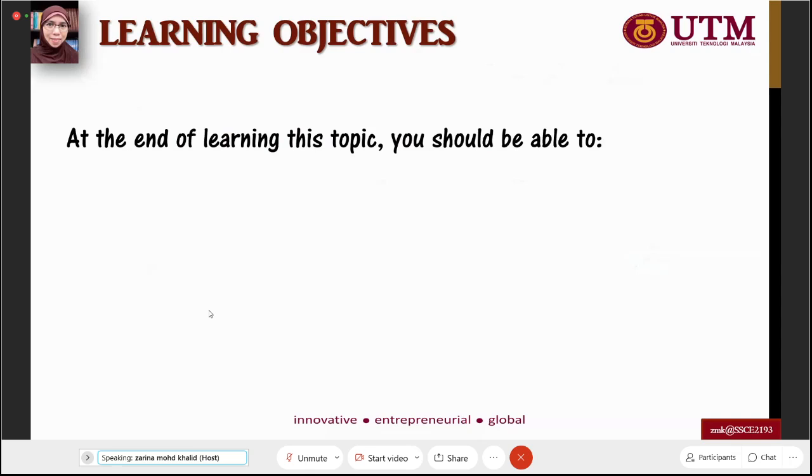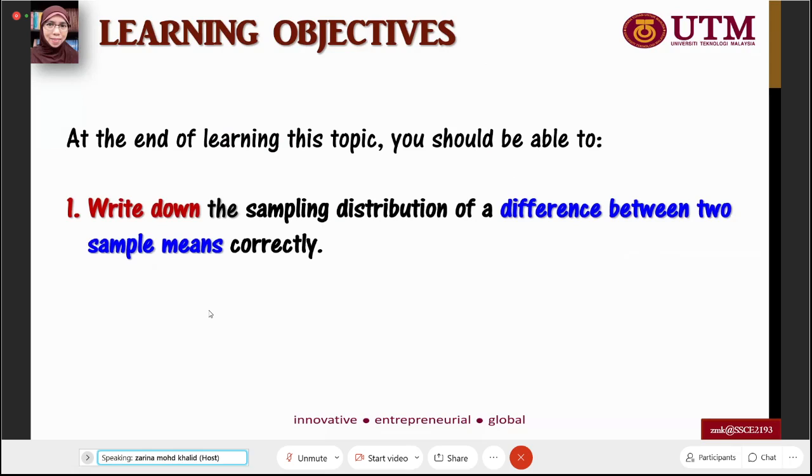And what you need to achieve at the end of this topic is that you should be able to write down the sampling distribution of a difference between two sample means. Okay, last time we had only one single sample mean, X bar. Now you have two sample means. So we are not talking about the two sample means individually, but we look into the difference between these two sample means. So you need to write down the sampling distribution of this difference between two sample means correctly.